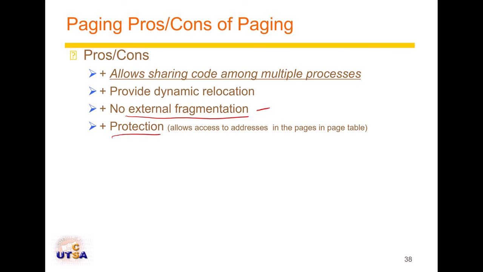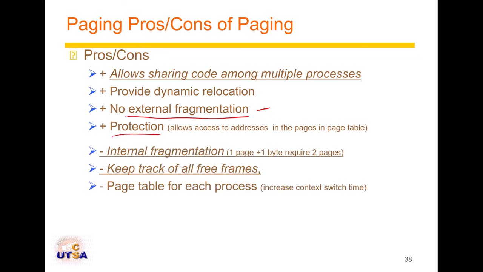So, for example, if there's executable code, if you put that into one page and set the protection bits to read only, then the processes can only read the instructions from that page but not write onto it, right? There are some issues, of course, disadvantages wise.